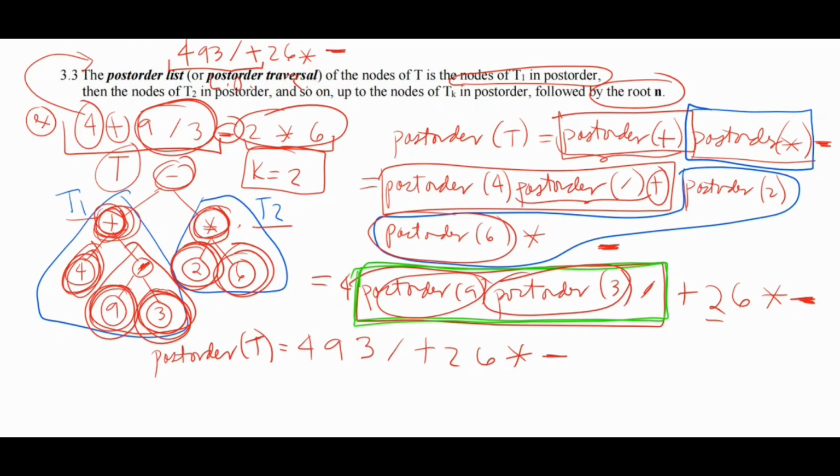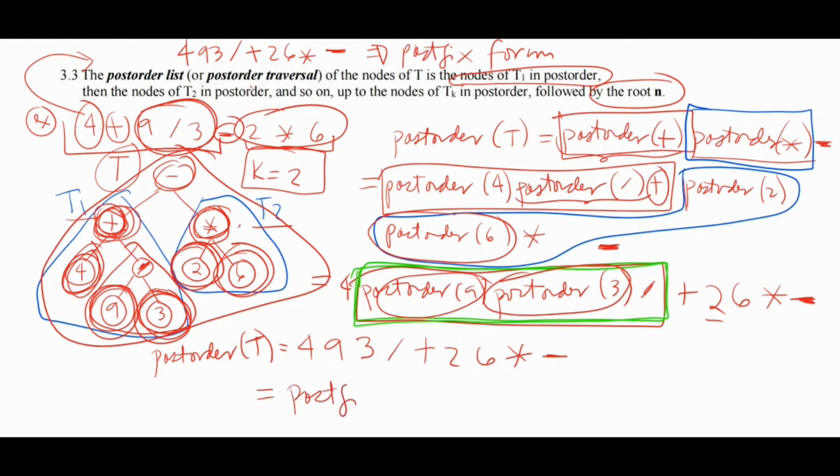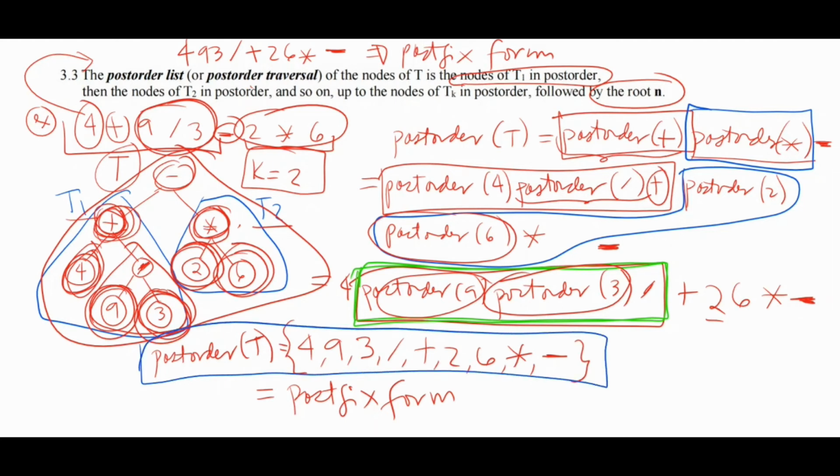So this is now the postfix form of the infix expression, whose mathematical tree representation is this one. The post order of the mathematical expression tree is the same as the postfix form of the mathematical expression. This is now the post order list of the tree, and it is equal to the postfix form of the mathematical expression.